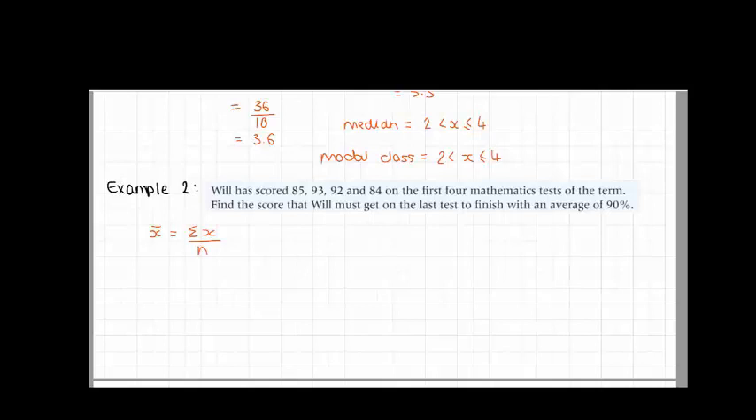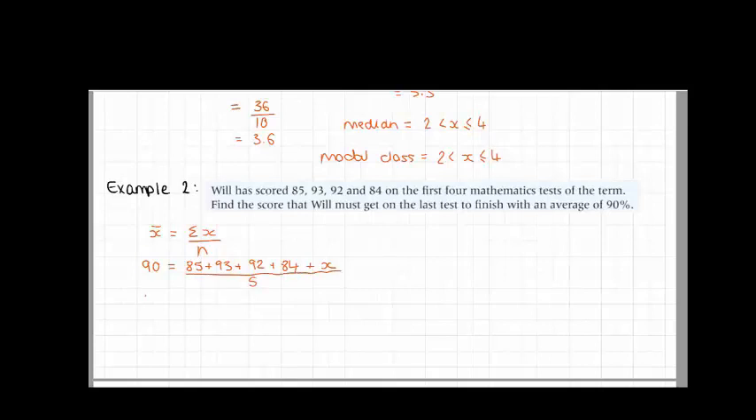This time we know the average is 90%, so we know our mean needs to be 90. Then the sum of all the x values. So we're going to have 85 plus 93 plus 92 plus 84. But we know we are wanting a fifth test, so we need to plus x because that's what we are trying to find out. And then we want to divide by how many data points we have, which is 5.